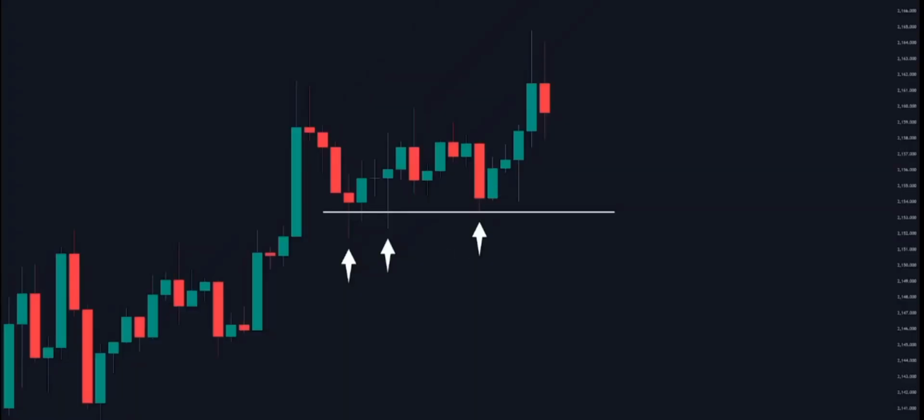The rejection. At the same time, traders who entered long positions earlier will be supporting their positions. This area becomes a key liquidity level where stop losses are gathered below.